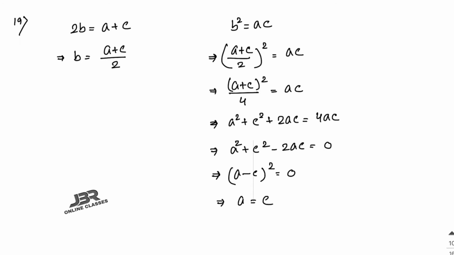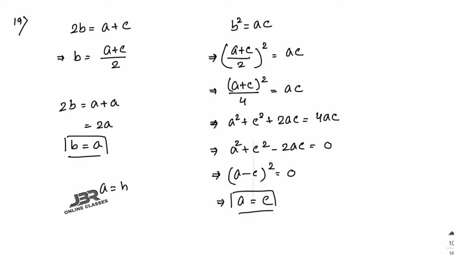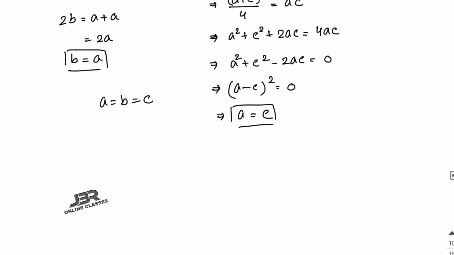So if A equals C, then from 2B equals A plus C, in place of 2B we get A plus A, that means 2A. So 2 cancels out, which means B equals A. Here B equals A, and A equals C. So definitely A equals B equals C. It's proved. Now next one, sum number 20.